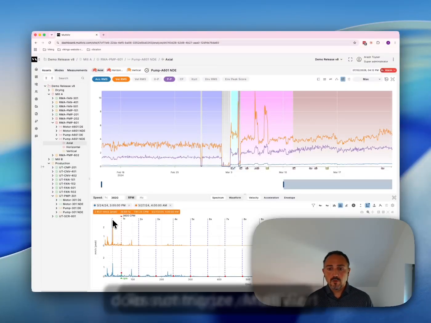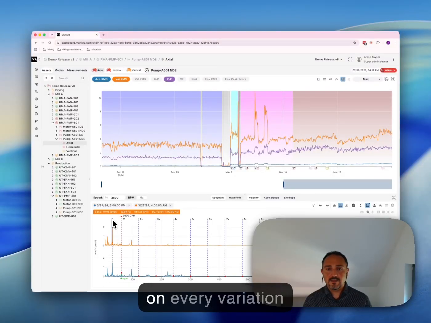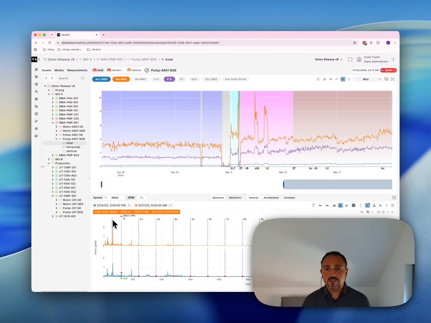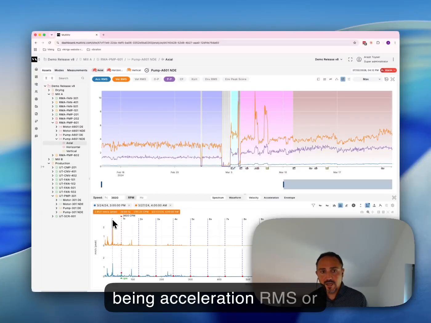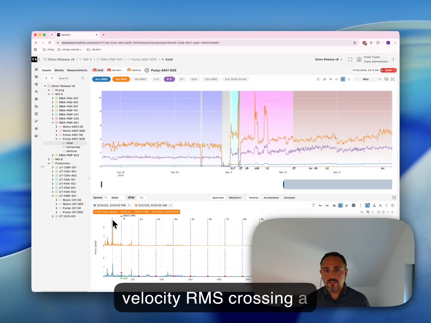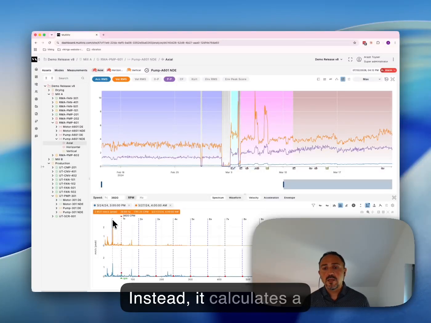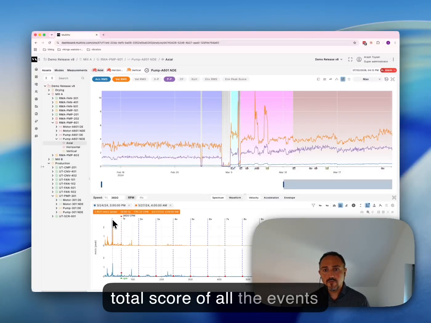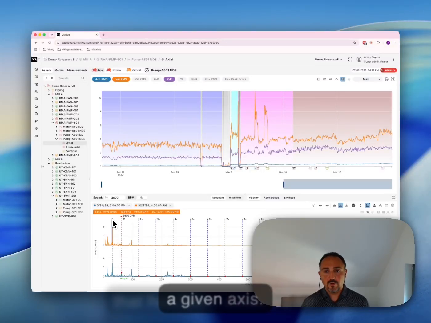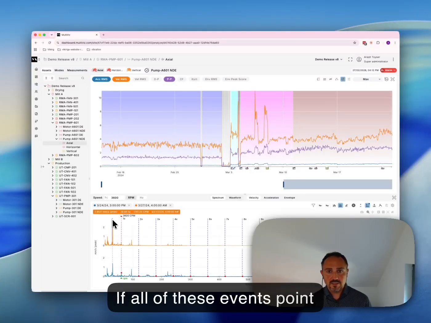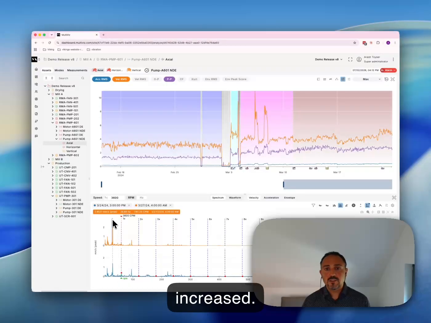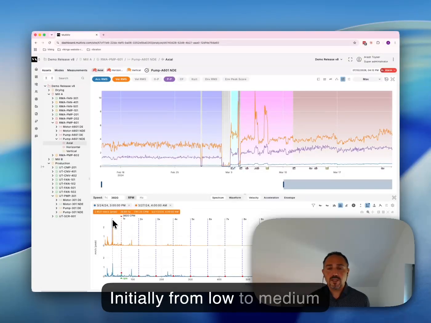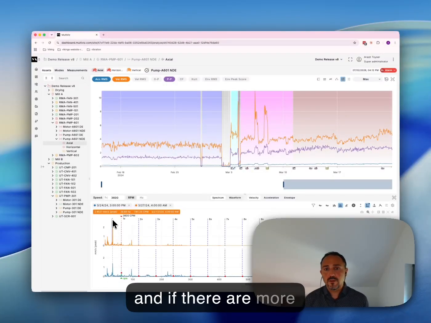To summarize, MultiViz does not trigger an email alert on every variation on different overalls, be it acceleration RMS or velocity RMS crossing a given threshold. Instead, it calculates a total score of all the events that have been detected for a given axis. If all of these events point to the fact that this machine needs vibration expert attention, the priority of this machine is increased initially from low to medium, and if there are more events detected, from medium to high.